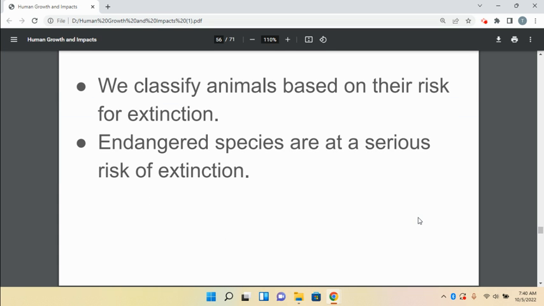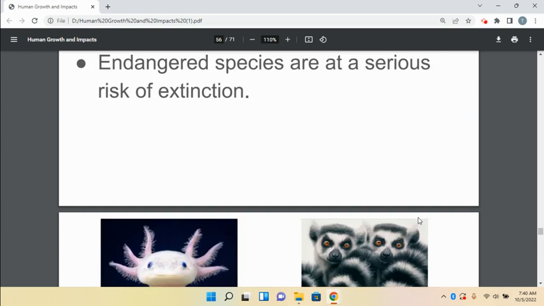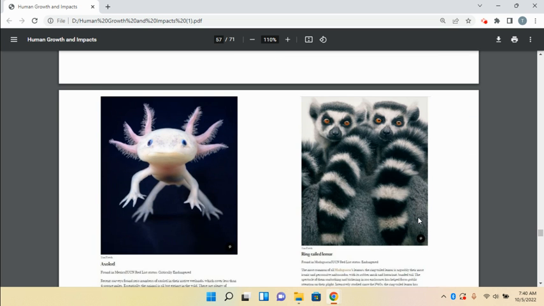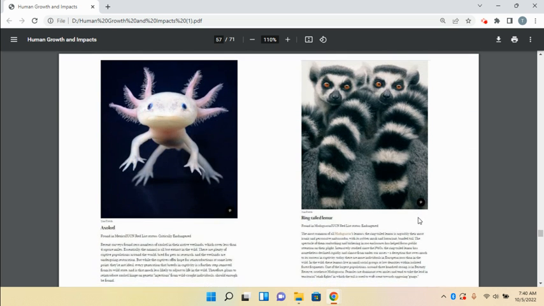Animals are classified based on their chances for extinction. Endangered species are in serious risk of extinction. Those are the kind of things that will almost inevitably go extinct. Axolotls, those are extinct in the wild. There aren't any left. They are sold for aquariums. They are kept in captivity, but there are none left in the wild.